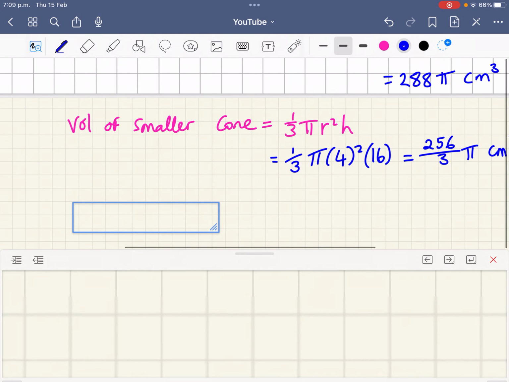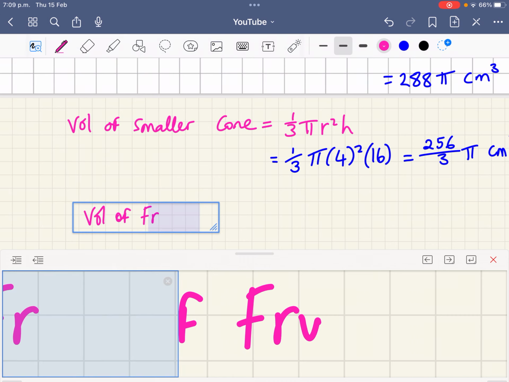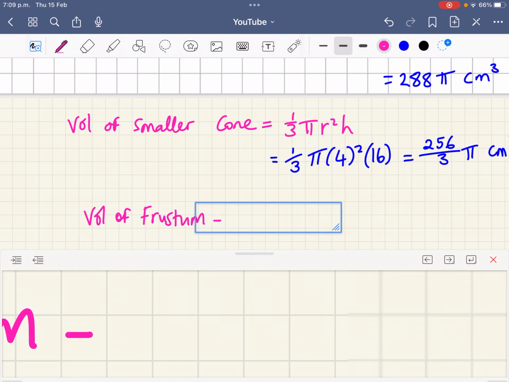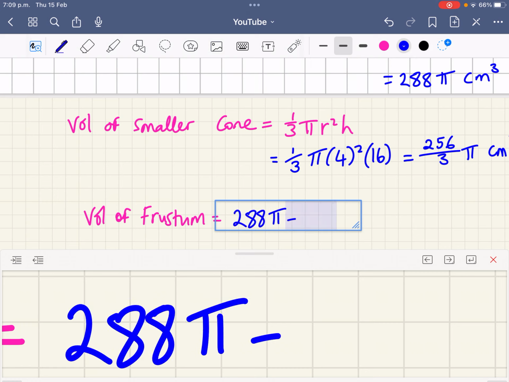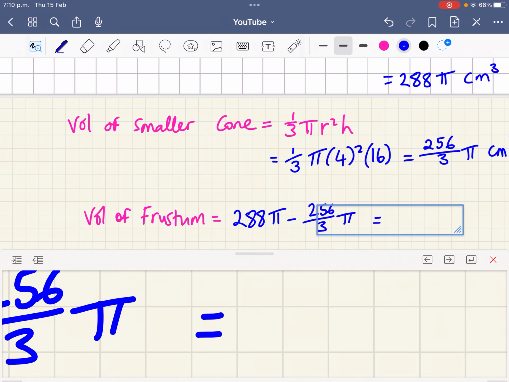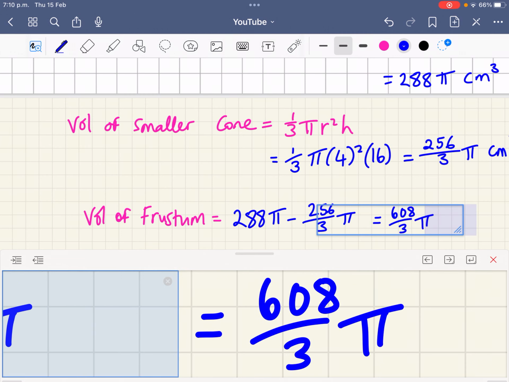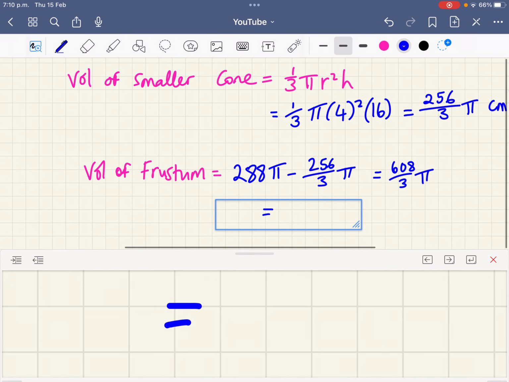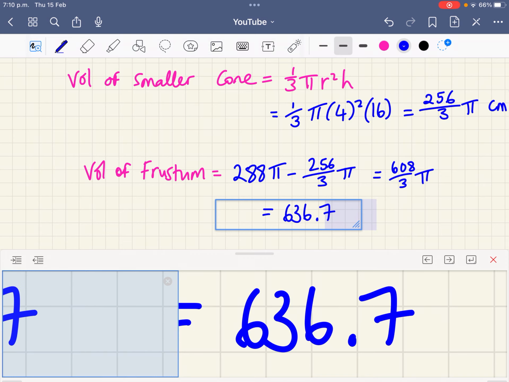And now you can get the volume of your truncated cone. That's going to be the larger one take away the smaller one. So 288 pi minus 256 over 3 pi gives me 608 over 3 pi. So that's your exact answer. And then the question said to 1 decimal place. So 636.7 centimetres cubed.